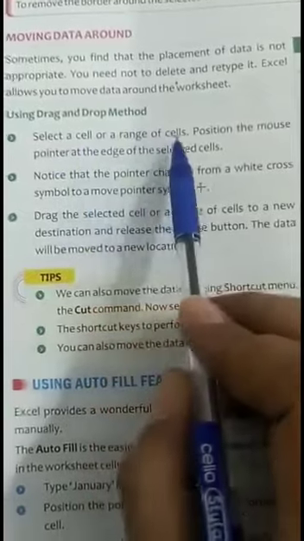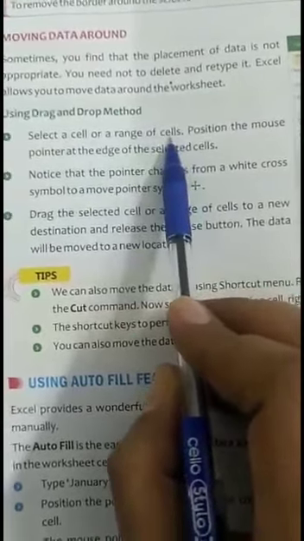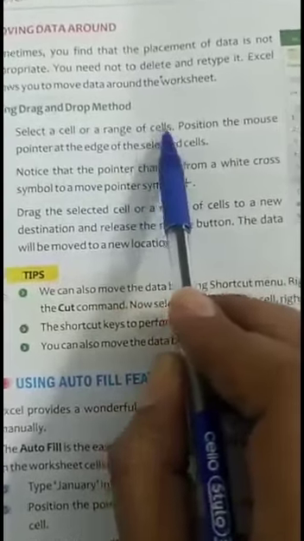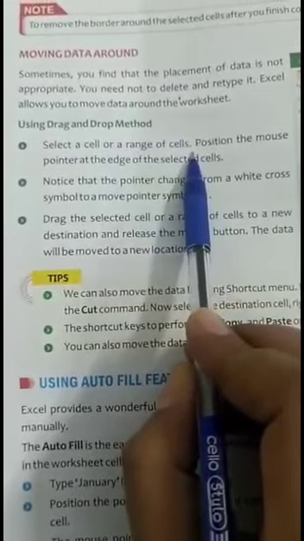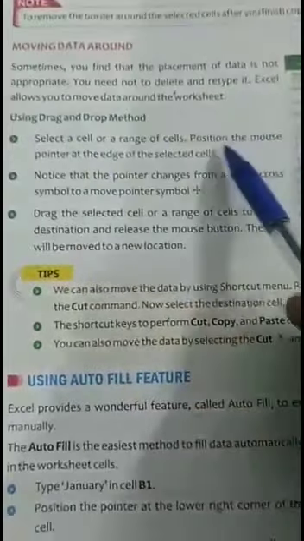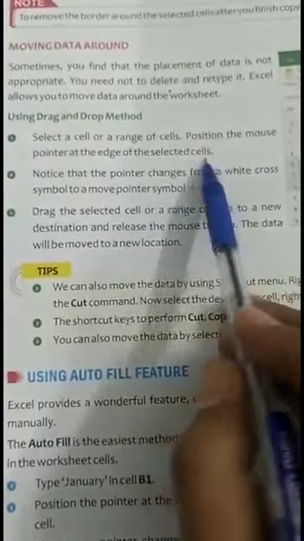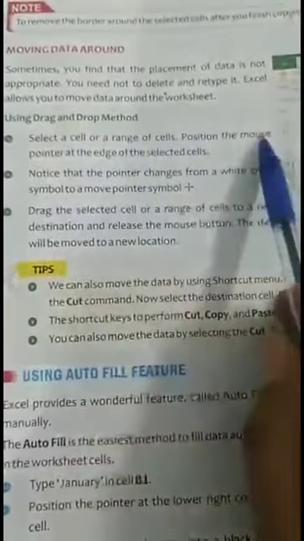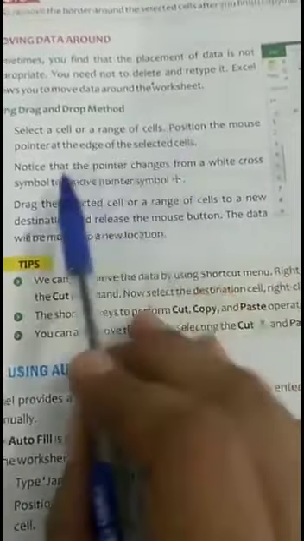Select a cell or a range of cells. Firstly, you need to select the cell or a range of cells according to your requirement, whether you want to move the data of a single cell or a range of cells. Position the mouse pointer at the edge of the selected cells.